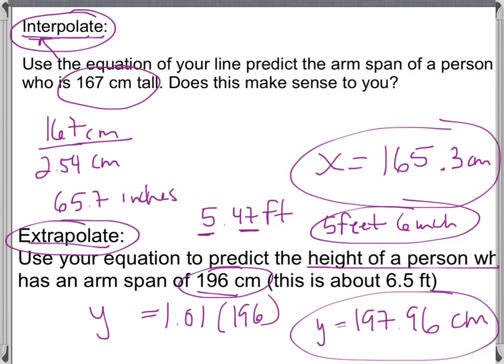Okay, all right. So that ends our lesson for today. Our lesson was to find the equation of the line of best fit, and use that to interpolate and extrapolate data.